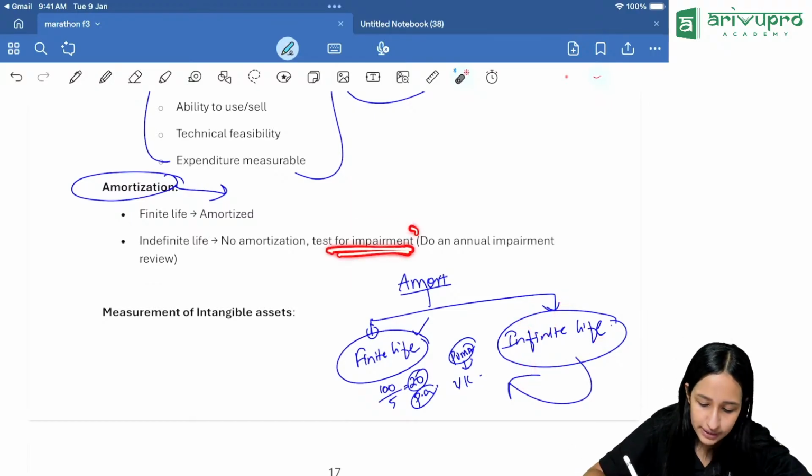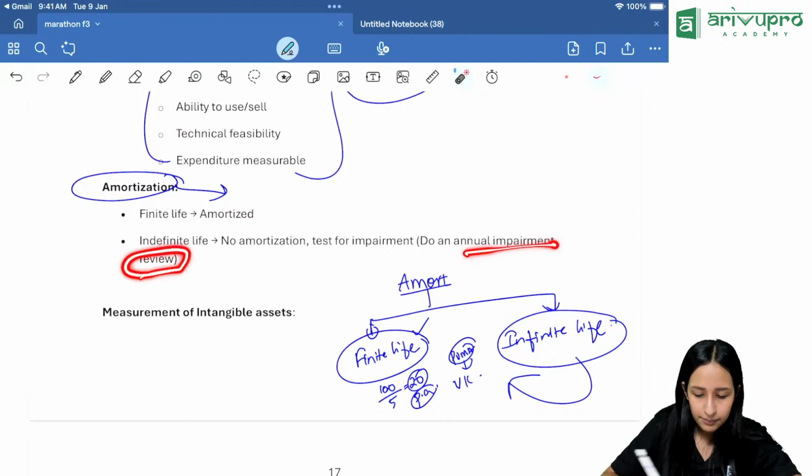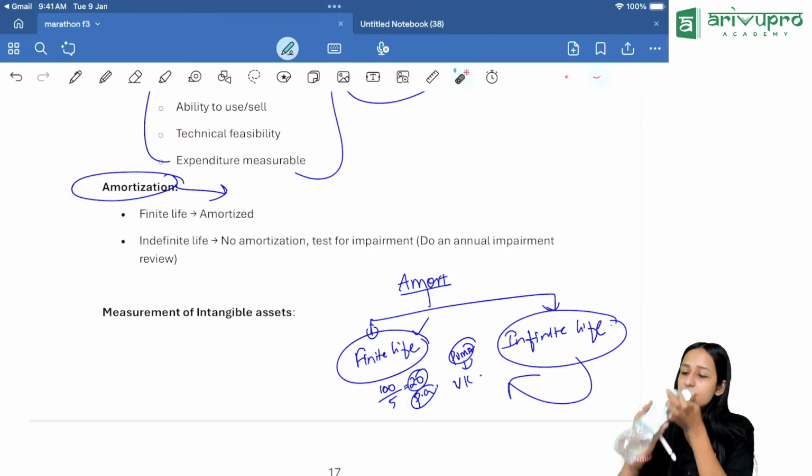Instead, what we do, we test for impairment. Impairment we need to do. How are we going to test for impairment? By doing an annual impairment review. Got it, guys? Okay.